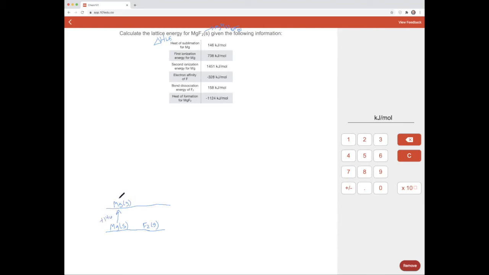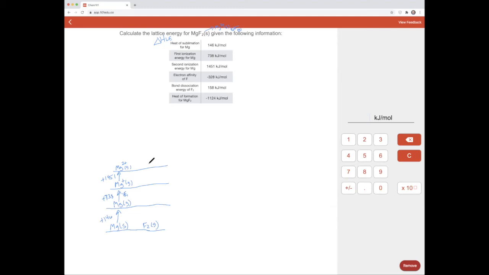The next thing I need to do is convert these magnesium atoms into magnesium ions, and I'll do that in 2 steps. There'll be the first ionization energy, which creates magnesium plus 1 in the gaseous phase, and that's going to cost me 738 kilojoules per mole. But I also need to ionize it again into magnesium 2 plus in the gaseous phase, and that costs me 1,451 kilojoules per mole.